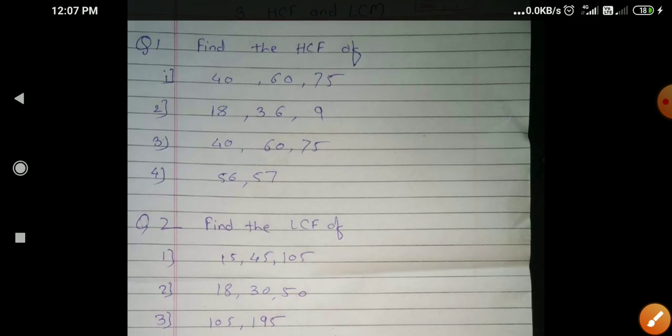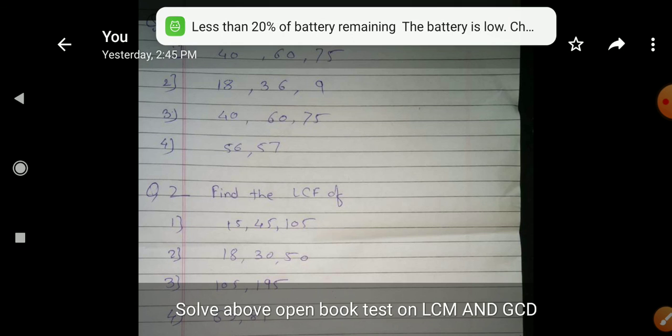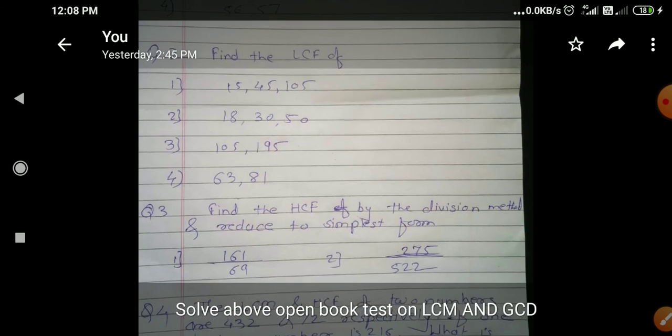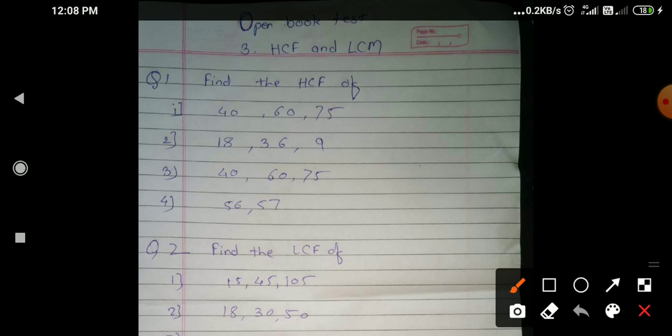So all of you complete the first and second examples. I made one mistake, but I told you the correction. All of you complete these 4 plus 4, 8 examples and send them to my personal number. Some examples' answers I have not given to you, so you have to complete them.